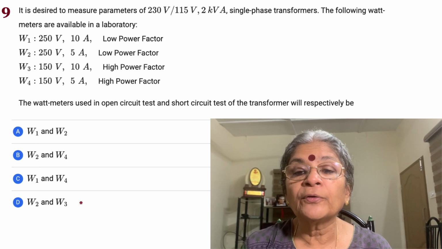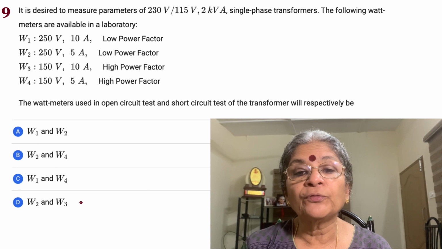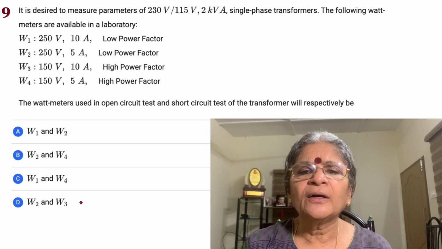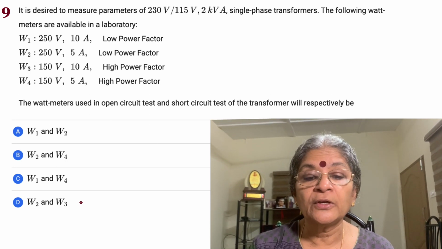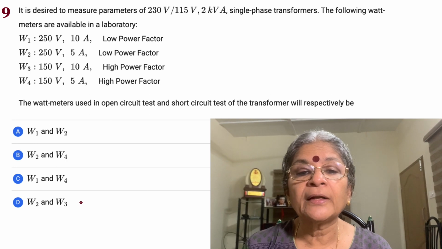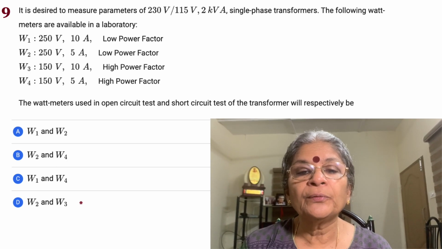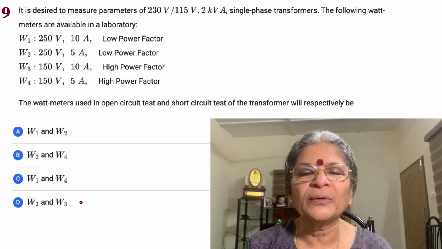There are two low power factor wattmeters, 250 volt of 10 amps and 5 amps. So 5 amps will do, because we are doing what is called a no load test, or an open circuit test. There are two answers with W2, so we might use one of them, but we don't require 10 amps. So W1 is not required.